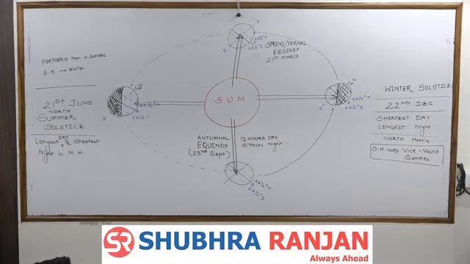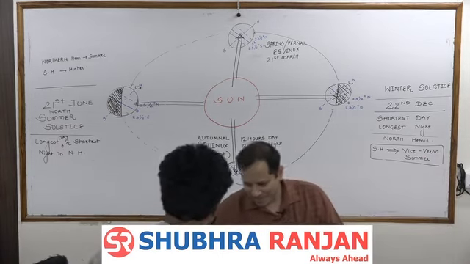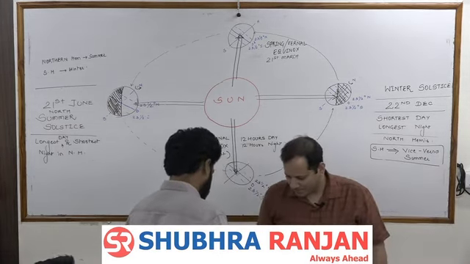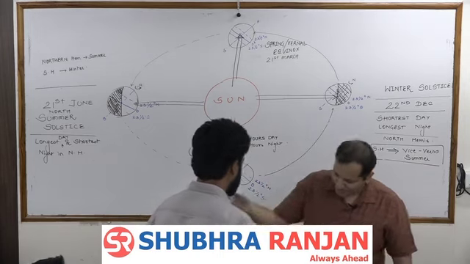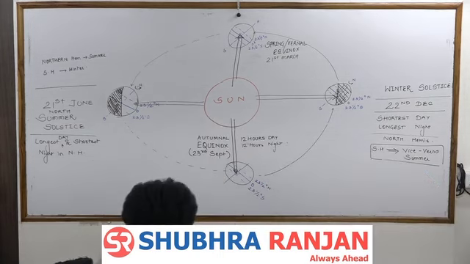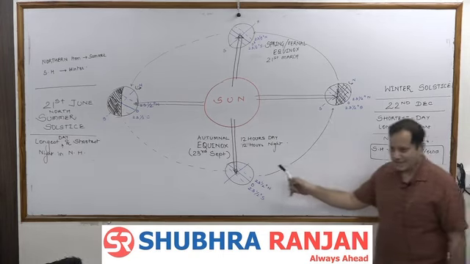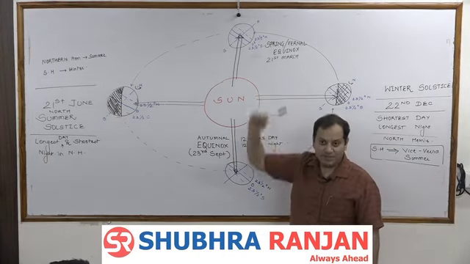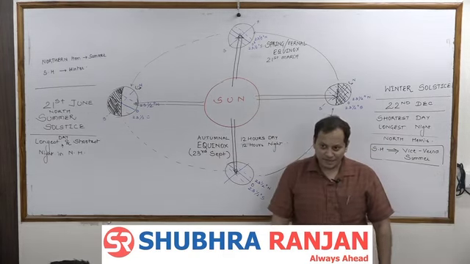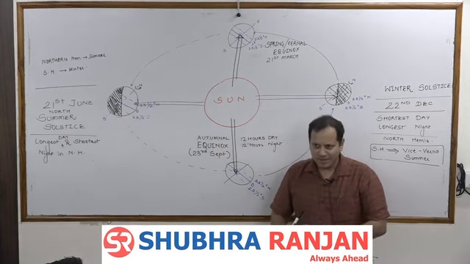Oh, you ask me after the class then. I got your doubt. He is asking why in the equinox the entire northern hemisphere and the southern hemisphere is exactly half day and half night. Can someone tell me why?